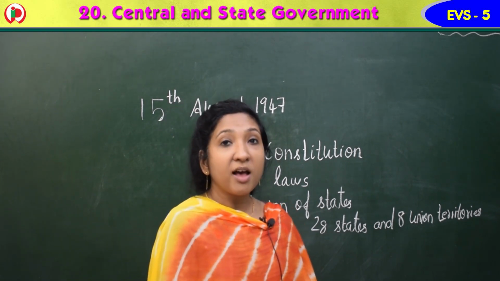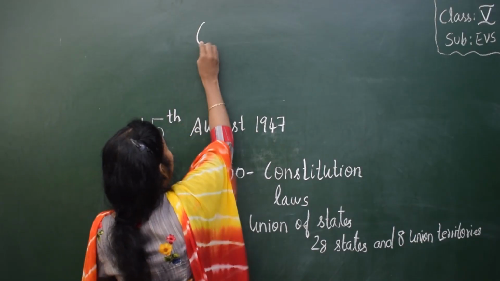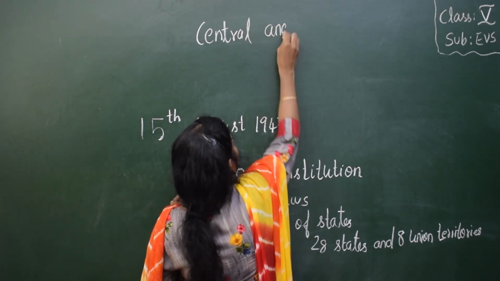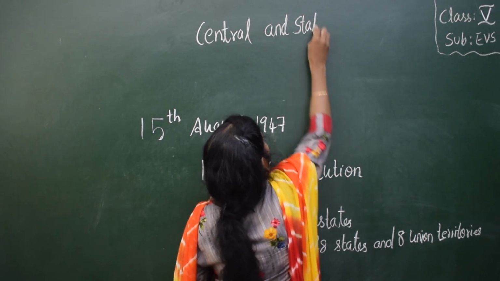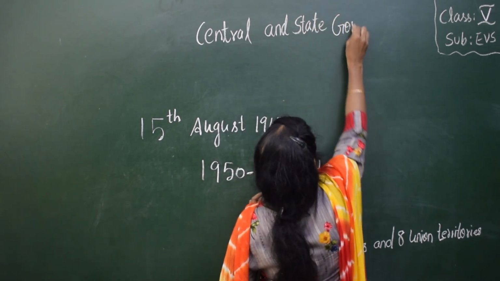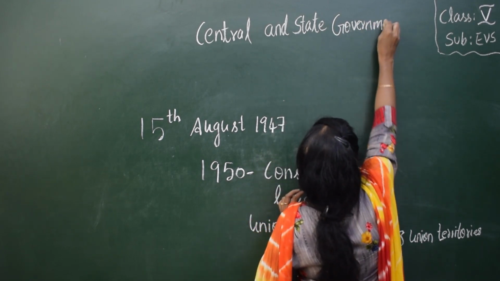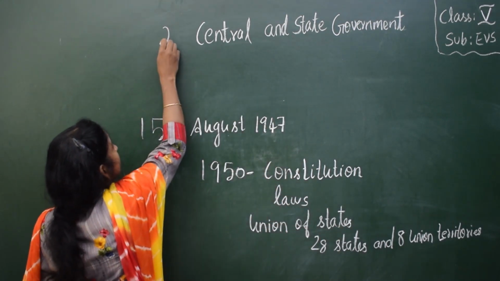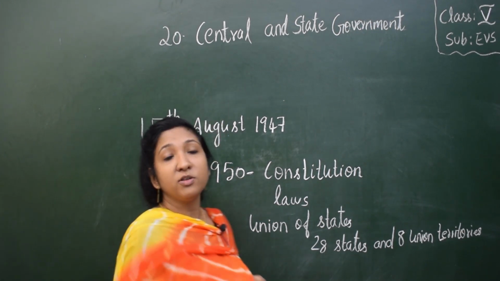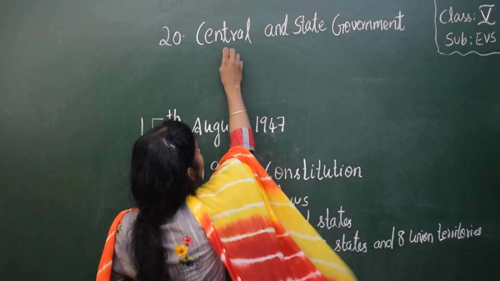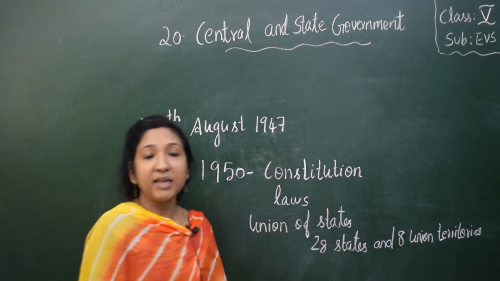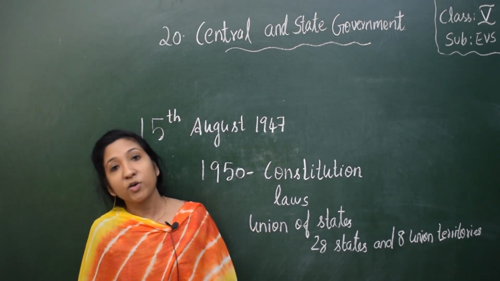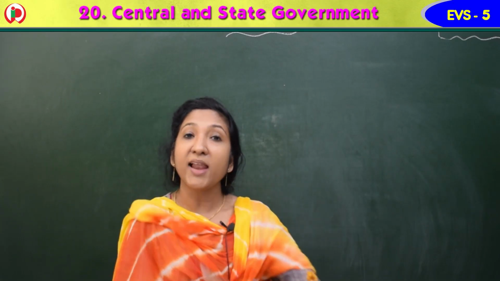So today we are going to learn about these governments, central and state government. As I said, we have the central government as well as the state government. Central is for the whole country and state is for each state. In each state we have a state government also. So we will learn today about central and state government. Okay children?